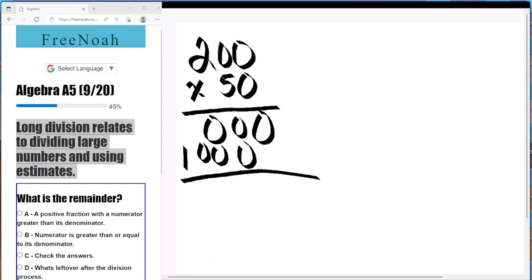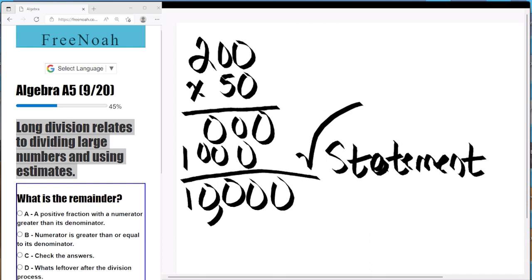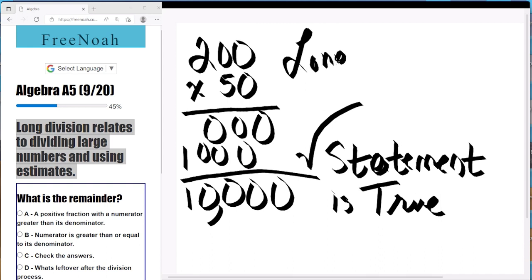Let's go ahead and add this time. All of our zeros stay in contact with our place values, and we get a product of 10,000 here. And we can state here that this statement is true because we got our ultimate dividend of 10,000 from our original long division problem. All right, and that's how we can successfully divide vertically.